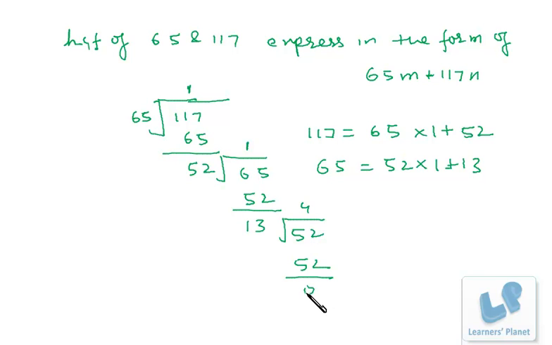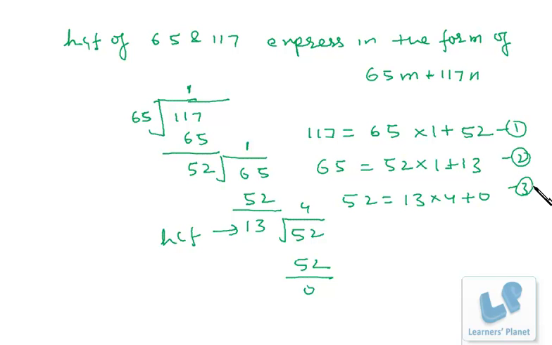now we get the remainder as 0. That means 13 is HCF of 65 and 117, right? So that means we can write it 52 is equal to 13 into 4 plus 0. So we got these three relations, right?